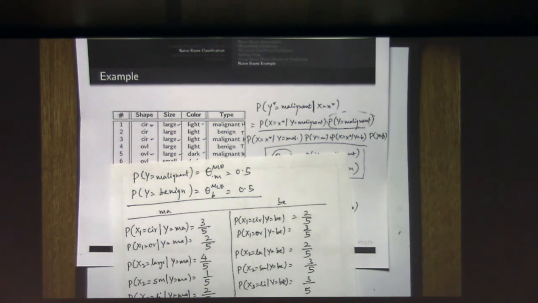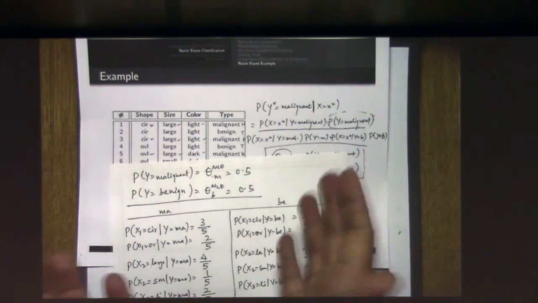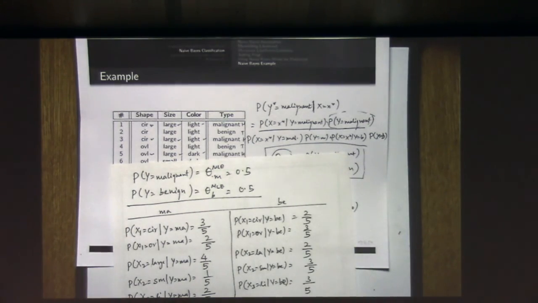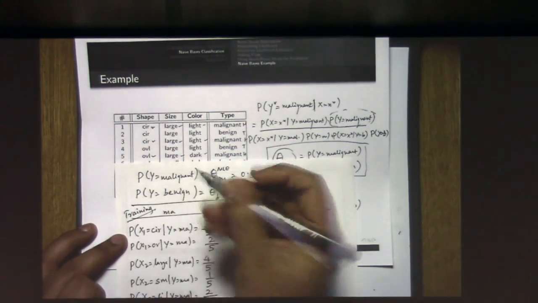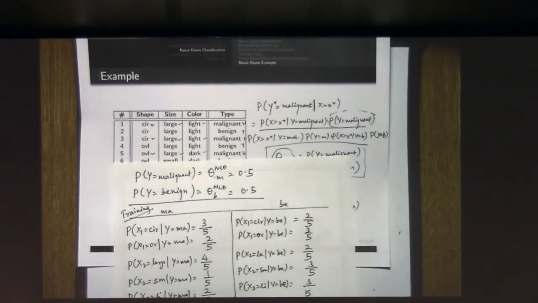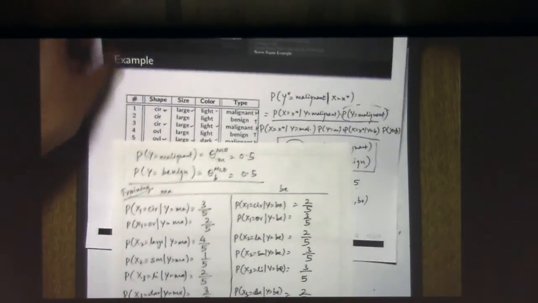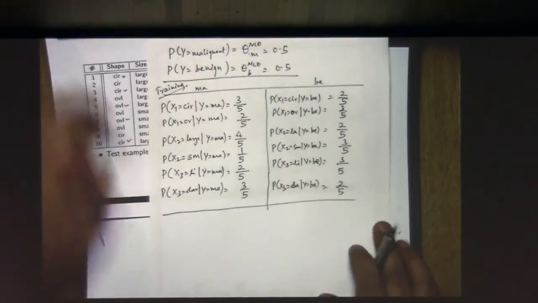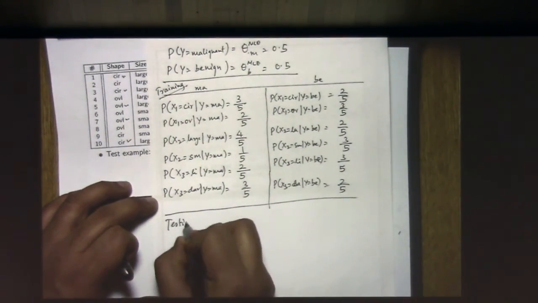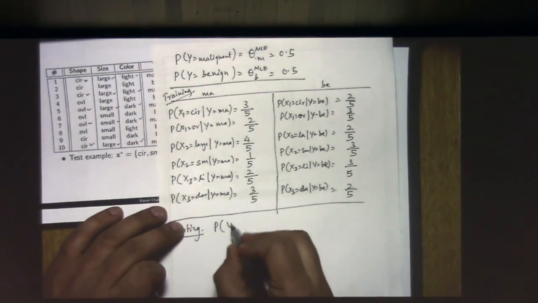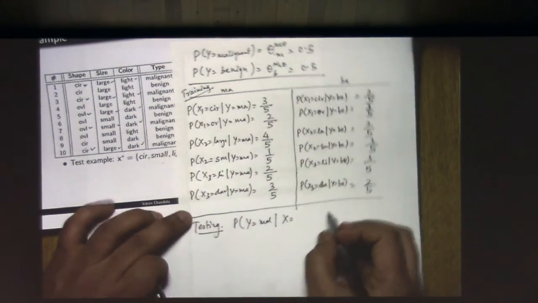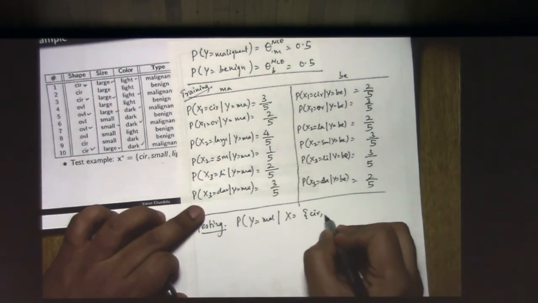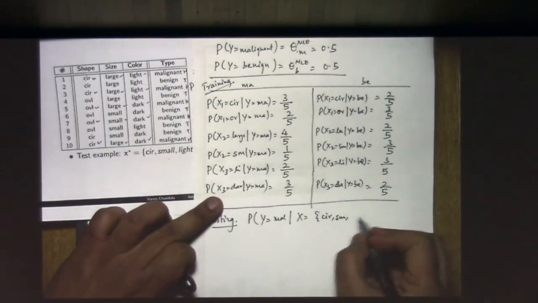So now let us see. So this is essentially the training part of Naive Bayes. You have done the training, okay? So let's call this the training. You know, for a small example, you can do it by hand, but it's very easy to implement as well. So now let's do the testing, right? So now if I ask you, what is the probability of y equal to malignant, right? Given x is circular, small, and light.